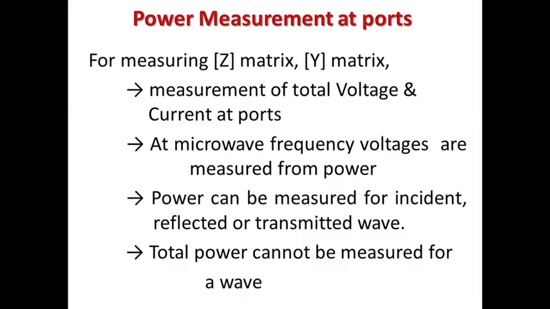But separately we can separate out the incident wave and reflected wave, that we will see in the last part of this course, that there are devices available at microwave frequency which can separate incident and reflected or transmitted waves. That device is called a directional coupler. That is why total power cannot be measured for a wave, we need to measure it in terms of either incident power or reflected power or transmitted power.